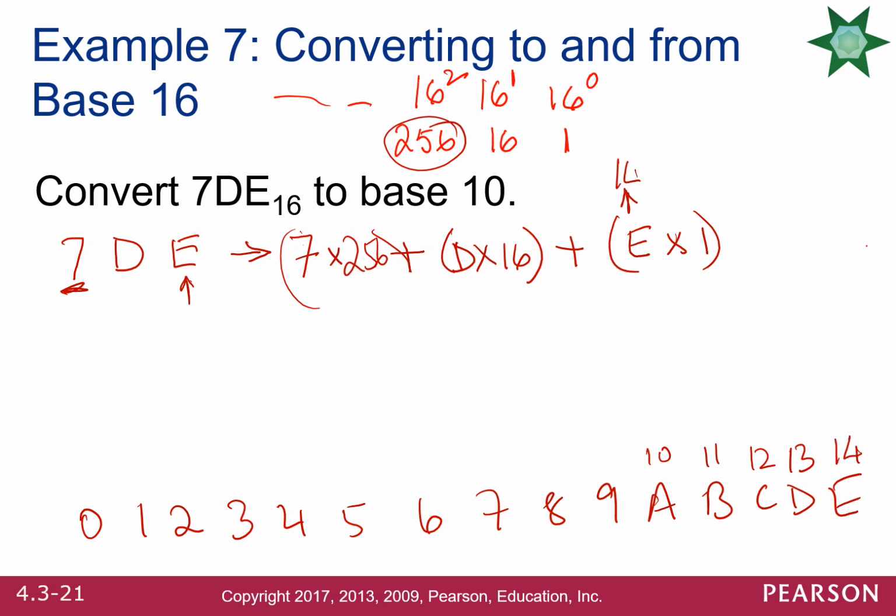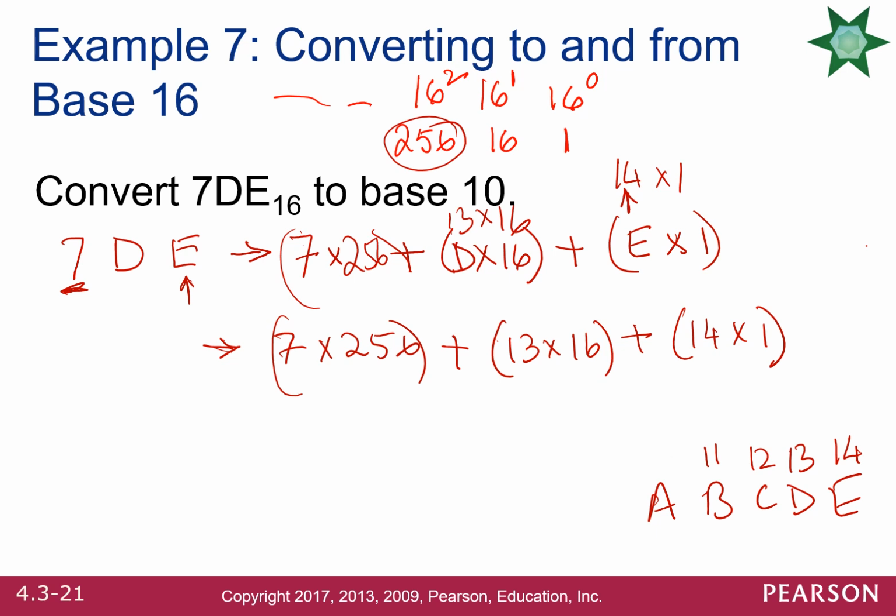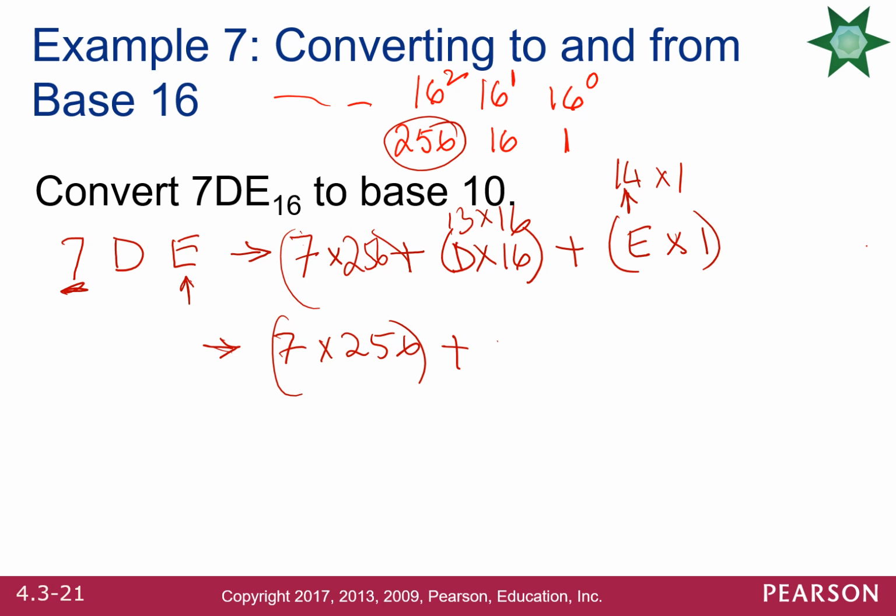So it's going to be 14 times 1, and D is going to be 13 times 16. All right, so we are going to end up like this: 7 times 256 plus 13 times 16 plus 14 times 1. All right, so let's see the solution that this particular slide comes up with. But before that, I'm going to erase my writing so that we can read the print.